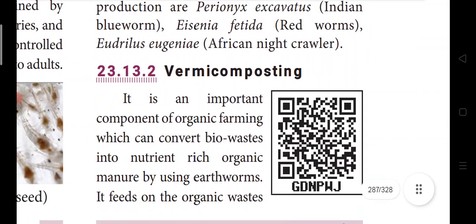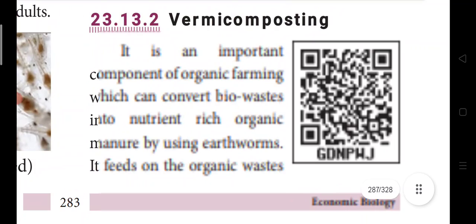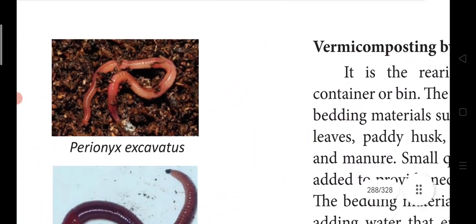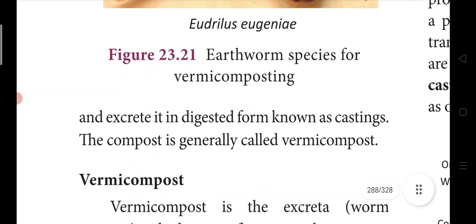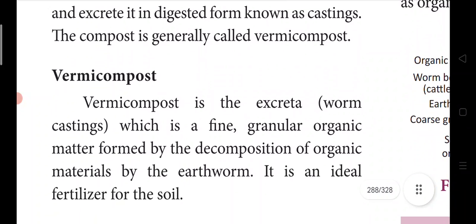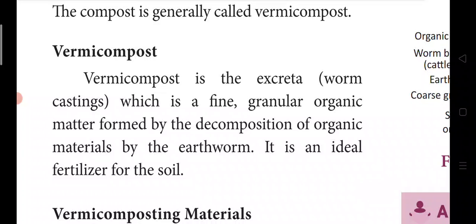So how is vermicomposting done? It is an important component of organic farming which converts biowaste into nutrient-rich organic manure by using earthworms. They feed on the organic waste and excrete it in a digested form known as casting. So they take the organic waste and excrete waste that will be used as compost. The compost is generally called vermicompost. Vermicompost is the excreta.